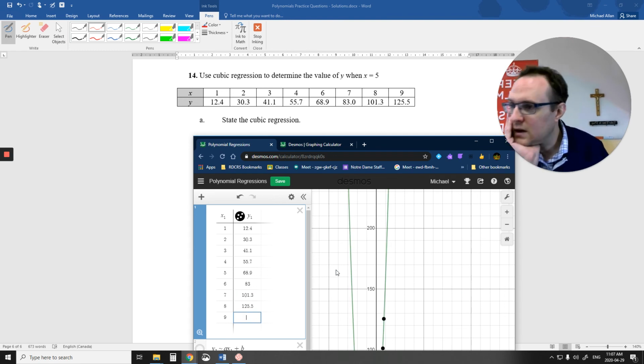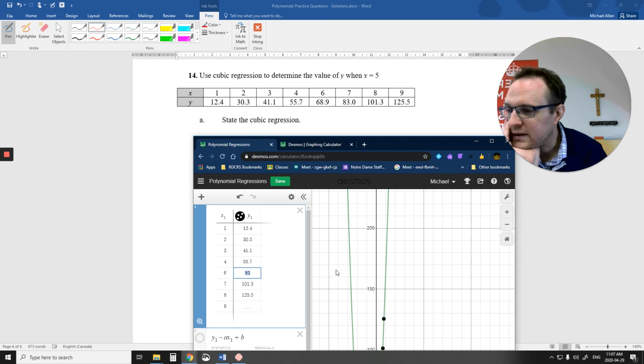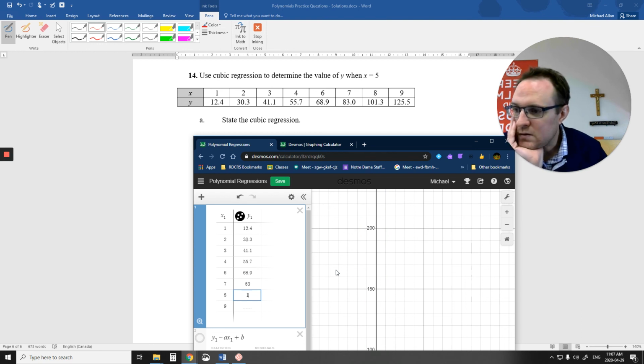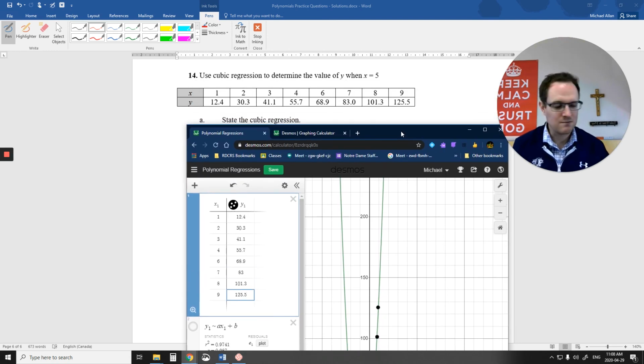Oh, I missed something. 1, 2, 3, 4. Oh, there's no 5. Oops. I have to get rid of 5 there. Okay. It's weird that there's no 5. I think they're going to ask us for what is at x equal to 5. You can see that's missing there.